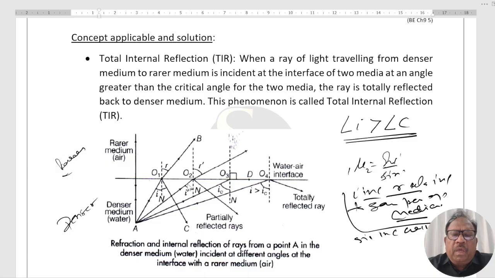So as we go on increasing the angle of incidence, a stage will be reached when the angle of refraction R will become 90 degrees. The angle of incidence at which the angle of refraction is 90 degrees is known as the critical angle. Now, when the angle of incidence exceeds the critical angle, the ray is reflected back and does not go to the other medium, that is the rarer medium. This phenomenon is known as total internal reflection.